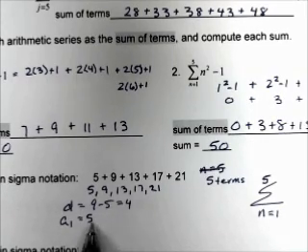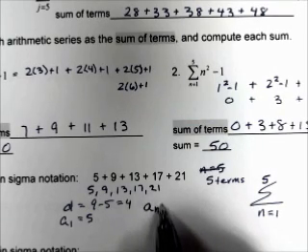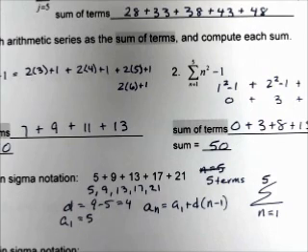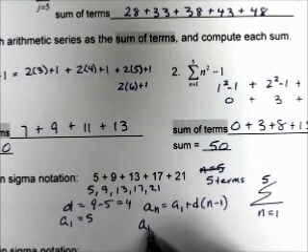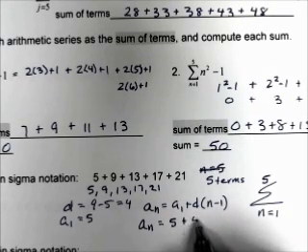Okay, so now plug into the formula. a_n equals a1 plus d times n minus 1. Going back to our arithmetic sequence formula. So a_n equals, a1 is 5, d is 4.